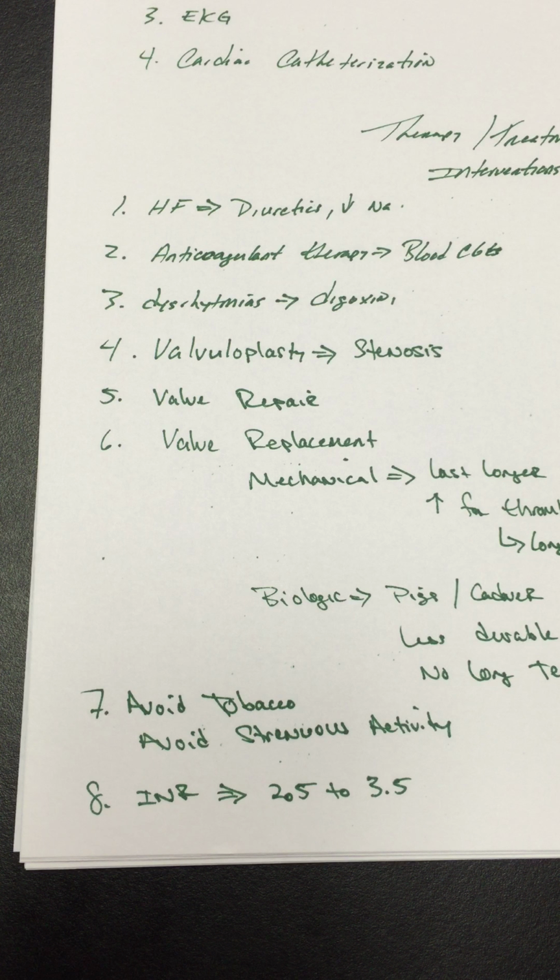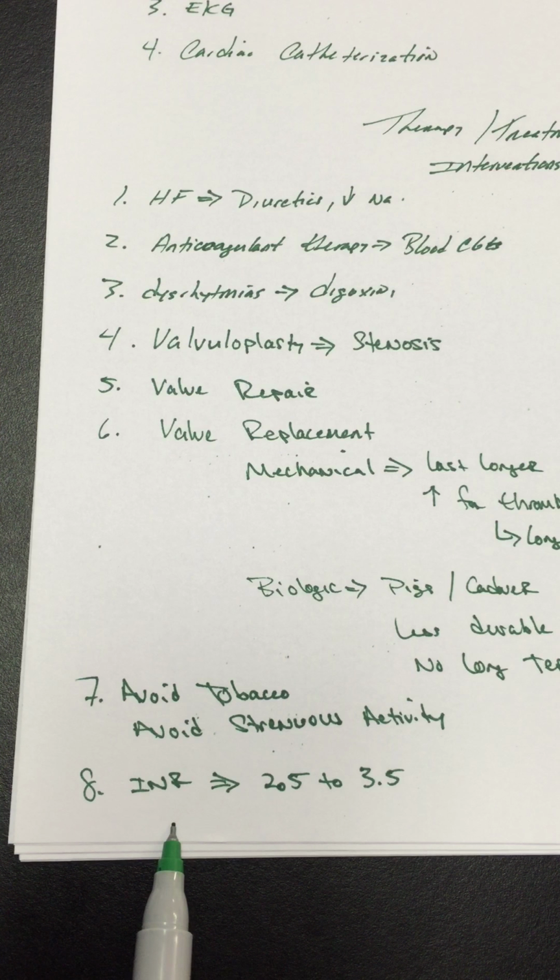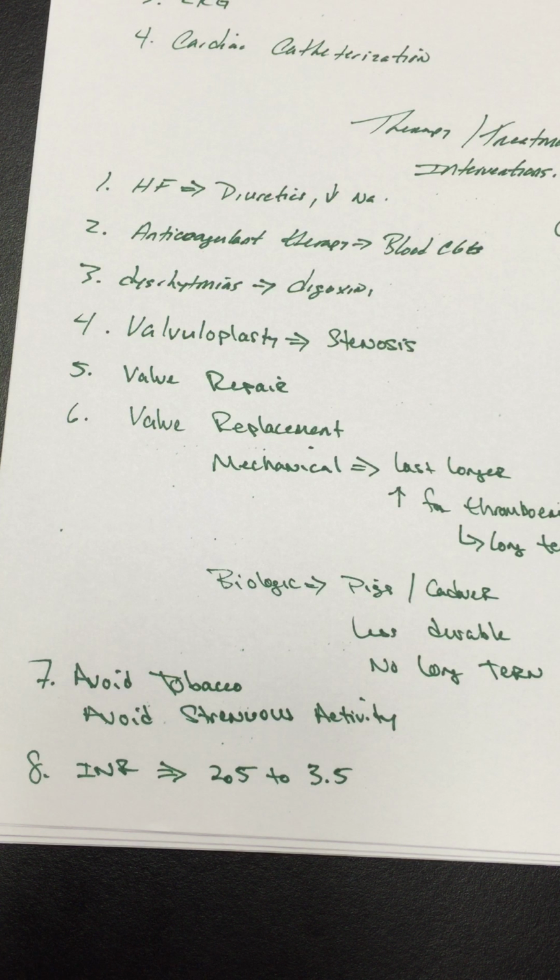Number 8, if they do get a mechanical valve put in place, they must check their INR on a frequent basis. Remember that the therapeutic levels are between 2.5 to 3.5. Now again, they are more likely to also bleed because they are on anticoagulant therapy. So again, monitor these levels very, very closely. We don't want to give them too much medication, because that causes other problems.